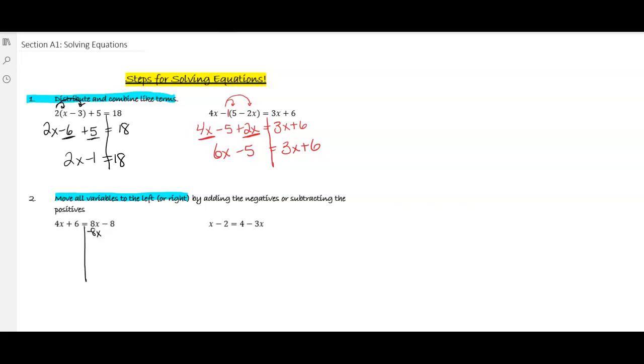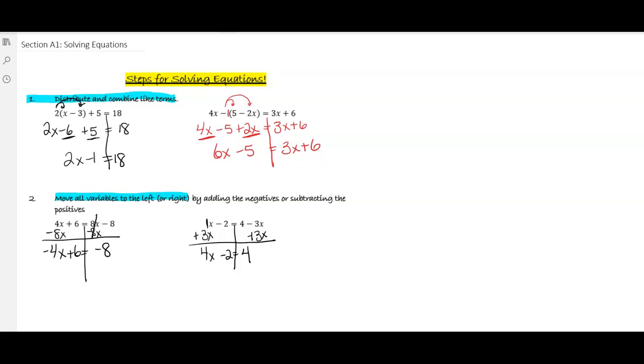I can't put it under the 6 because x's go with x's, so I'm going to put it here. And so I get negative 4x. I didn't do anything with the 6, so I bring it down. 8x minus 8x is gone, and so it equals negative 8. Same idea here. I'm going to move this minus 3x to the left. To get rid of a minus 3x, I add it. And again, x's go with x's, so I put it under the x. And that's a 1x, so that's 4x minus 2 is equal to 4.